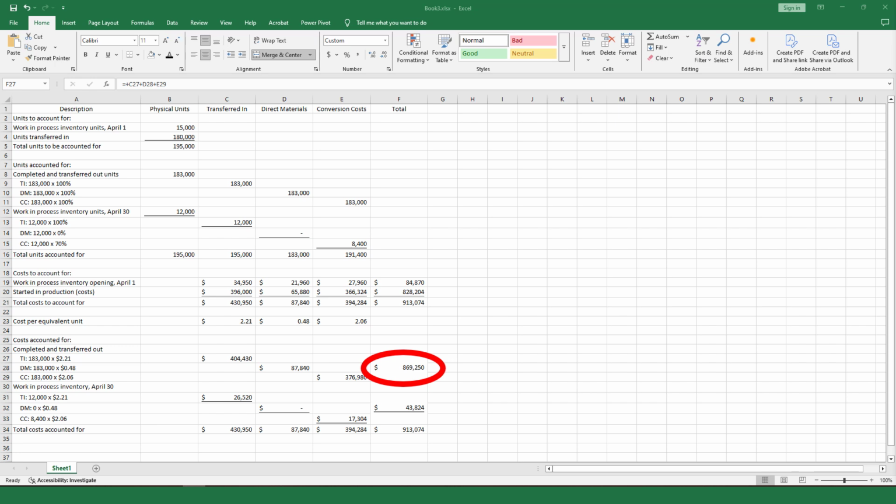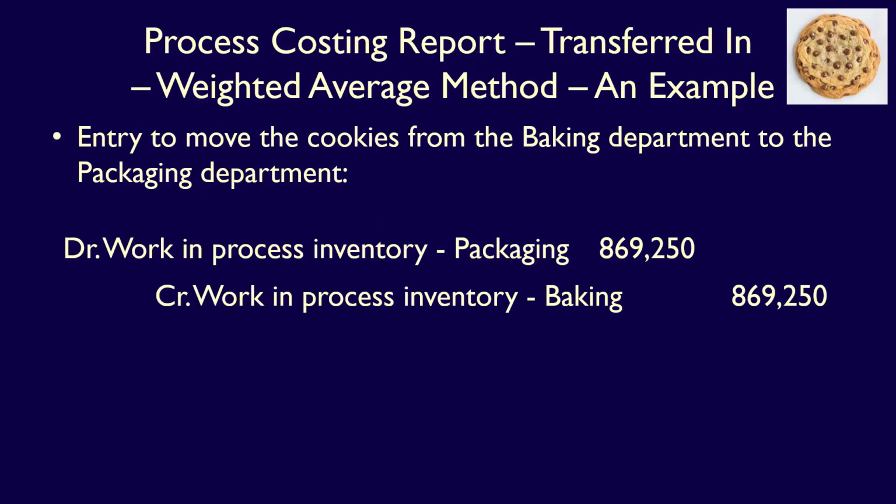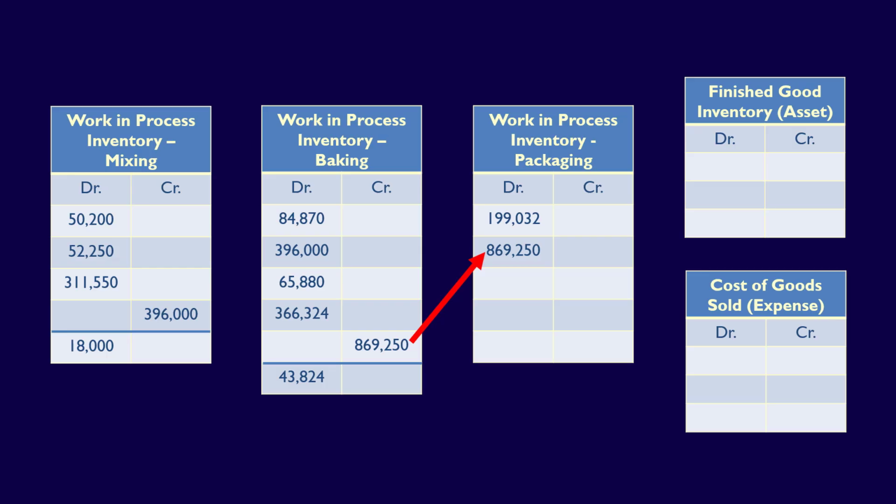Remember that we have to move the completed and transferred out costs into the next department in the manufacturing process, which is the packaging department. The entry to move the cost of the cookies from the baking department to the packaging department is a debit to work in process inventory packaging and a credit to work in process inventory baking for $869,250. We would then record this in the T accounts as a debit to work in process inventory packaging and a credit to work in process inventory baking for $869,250.